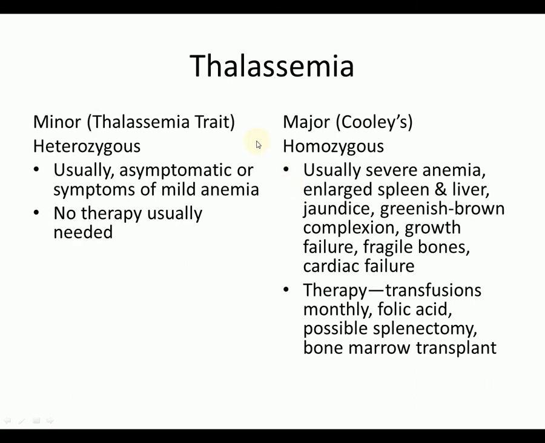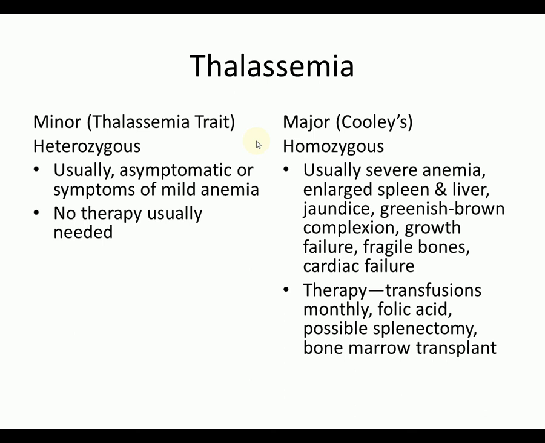Thalassemia minor is called thalassemia trait. It's heterozygous. It usually is asymptomatic or has symptoms of a mild anemia, and no therapy is usually needed. Now, thalassemia major is called Cooley's anemia, and it is homozygous. Usually there is severe anemia. They have a large spleen and liver, jaundice, greenish-brown complexion. They have growth failure. They have fragile bones and cardiac failure.